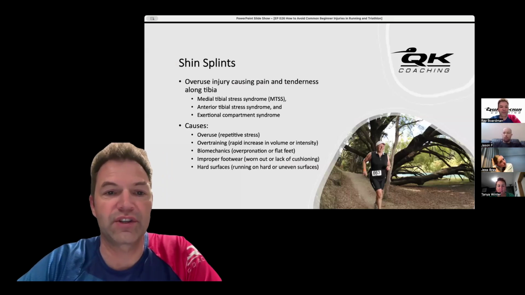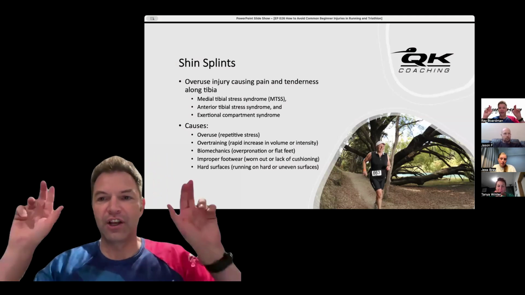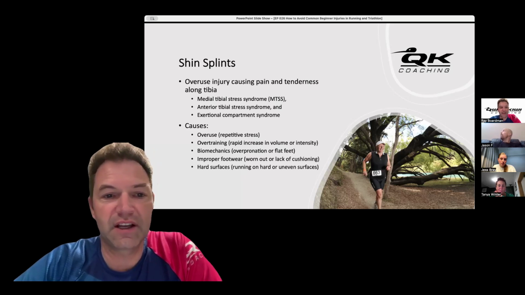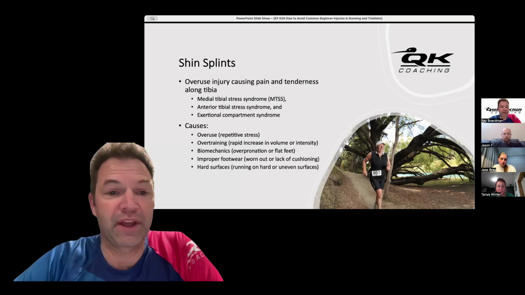It's basically an overuse injury that causes tenderness and pain along the shin bone or the tibia. There's three different variations of it depending on the mechanism, and they all get lumped with the shin splints label. And there's medial tibial stress syndrome. So that is stress fractures on the medial side of the tibia. There's the anterior tibial stress syndrome. So that's just minor stress fractures in the back of the shin bone.